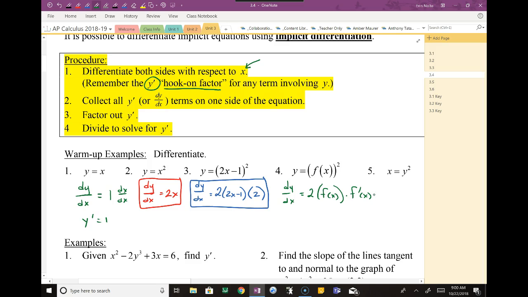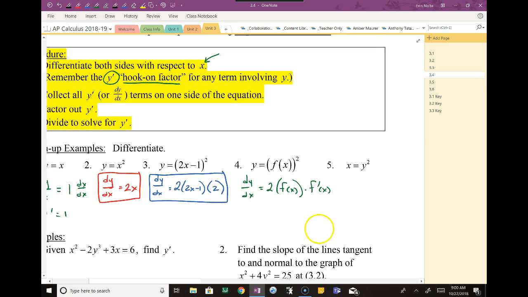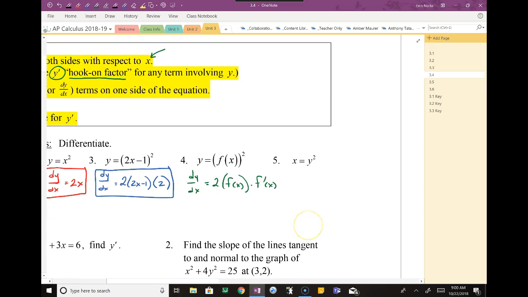Okay. All right, so here's question number 5 where things get a little bit more exciting. Now we still technically have an explicit equation. It's not completely isolated for the y, but we can treat it as doing both sides. So on my left side, what is the derivative of x? 1. And on my right side, what is the derivative of y squared? 2y, what else? dy dx. Thank you.